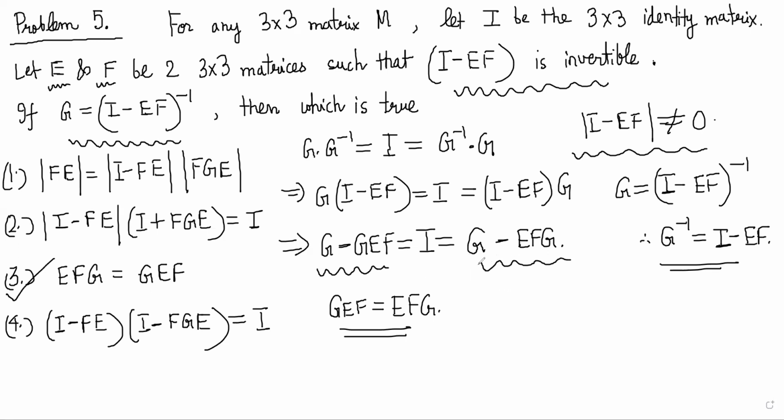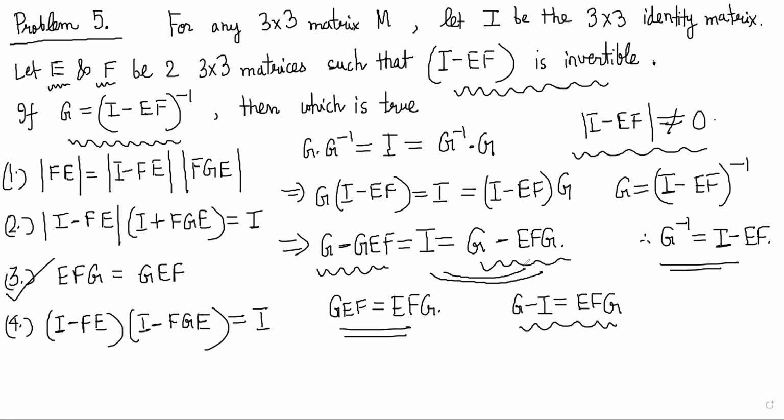And we also get things like G minus I is equal to EF, coming from this equality. So what have we done so far? We have used the fact that G is invertible, and the identity that G into G inverse or G inverse into G are both equal to I. And from there we get that GEF is equal to EFG. But we have to check the other options as well.